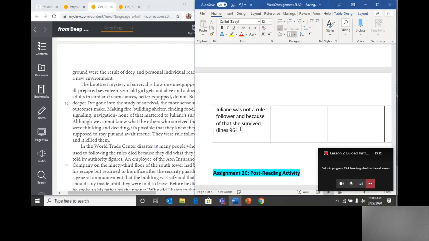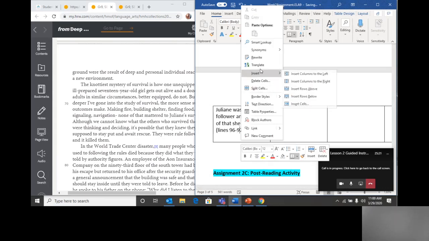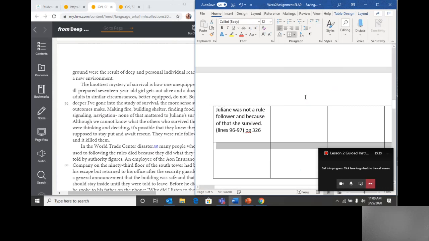Lines 96 through 97, page 326. Oh, sorry, that's 75 and 76.